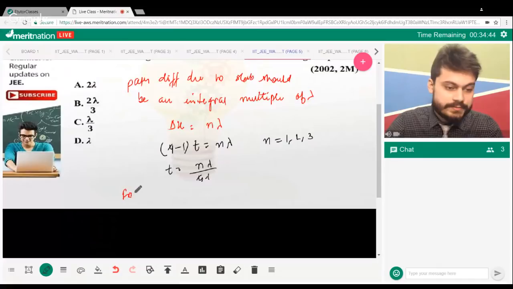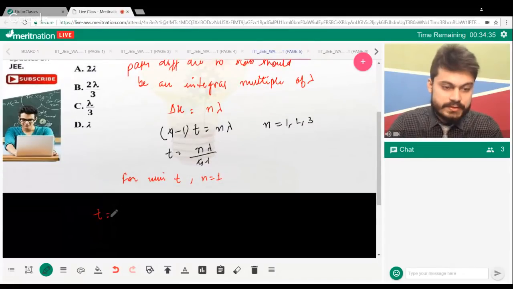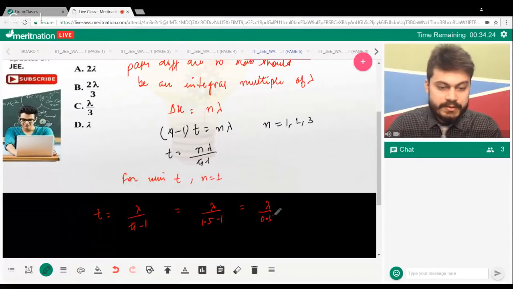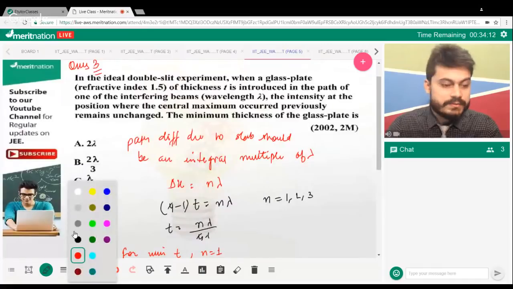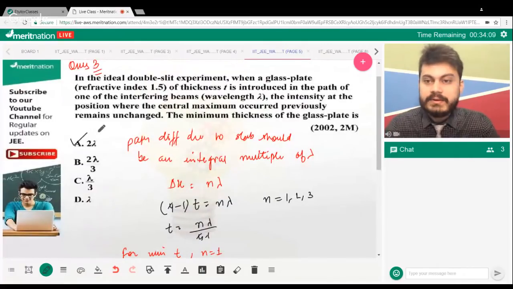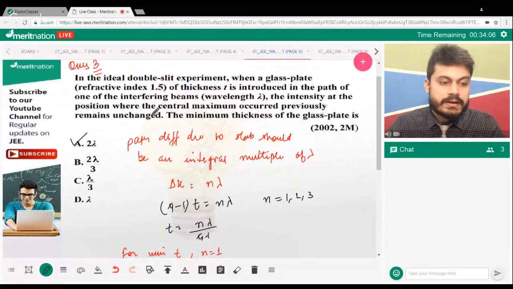So for minimum t, n should be 1. So thickness comes out to be lambda by mu minus 1. That is lambda by 1.5 minus 1. That is lambda by 0.5. That is 2 lambda. So the thickness of the slab should be twice the wavelength. How many of you got it? This one, everyone? Go ahead and let me know. Okay, so the answer to this one is E.